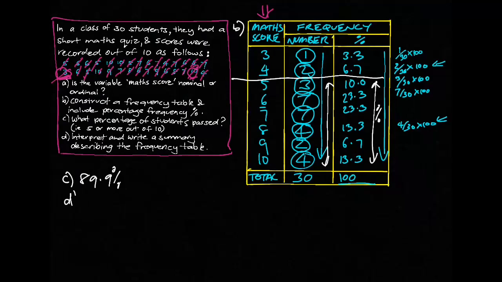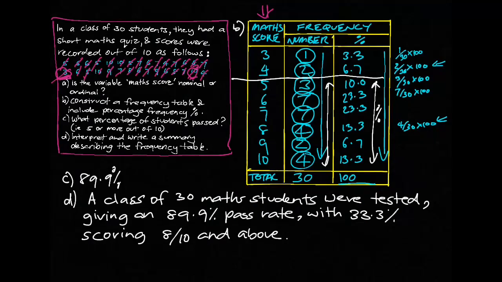And finally, D, interpret and write a summary describing the frequency table. Okay, so if I was going to be reporting or making a summary in a science report for this particular frequency table, I would say something like a class of 30 maths students were tested, giving an 89.9% pass rate with 33.3% scoring 8 out of 10 and above. Now I've added that because 8 out of 10 is a pretty high mark, so I've made a cut off here. To get that value of 33%, I've just added these 3 values here.